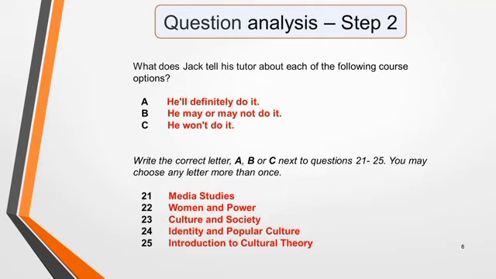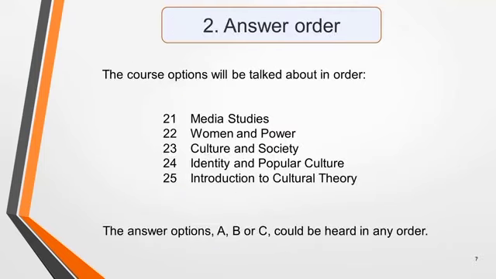Does Jack tell his tutor that he will definitely take the Women and Power course, he may or may not take the Women and Power course, or that he won't take the Women and Power course? And so on. In matching questions, the questions will be mentioned in order in the recording, but the answer options will appear randomly. So for our sample question, the speakers will first talk about media studies, then women and power, then culture and society, etc. The 3 decision options as to whether or not to take each course could be heard in any order.